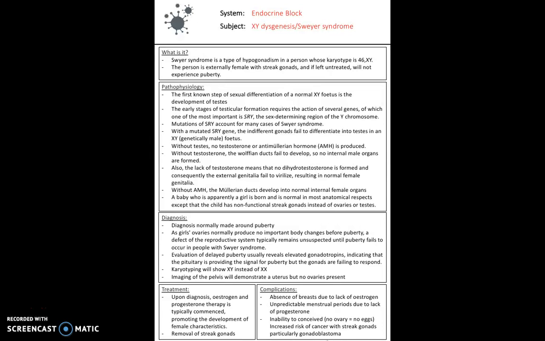There's also an increased risk of cancer with streaked gonads, particularly gonadoblastoma. Several research papers have shown that this is possible. There's also an absence of breast development due to a lack of estrogen, and unpredictable menstrual periods due to a lack of progesterone. So this all links into the kind of things the patient will notice and therefore present to the doctors with. A little bit of pathophysiology behind this, so please be aware of the SRY gene, its cause and how it leads to development of a male fetus, and also its role in XY dysgenesis and how a female is actually produced despite these streaked gonads and actually having a male karyotype.